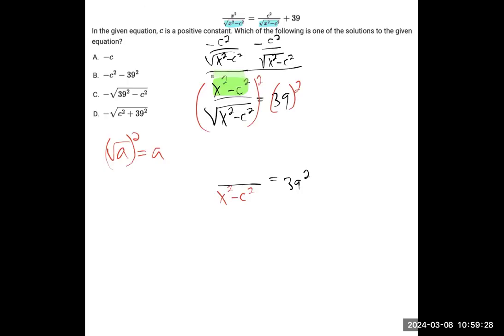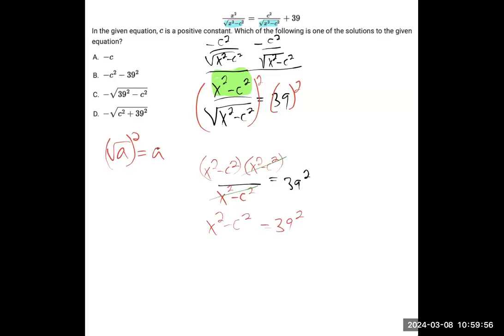One way to show that is to write it twice: x² minus c², x² minus c². And that puts us in a situation where it now cancels. This cancels with this, leaving us with x² minus c² equals 39 squared.